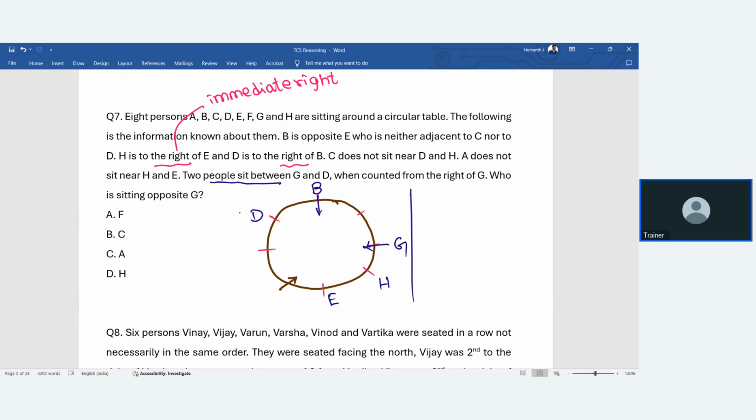A does not sit near H and E, so A cannot be here. And there is one more: E is neither adjacent to C nor to D. That's fine. E is not adjacent to C or D, so C will not come here. That's what they want to convey. The question is who is opposite to G? So can we answer who is opposite to G here?